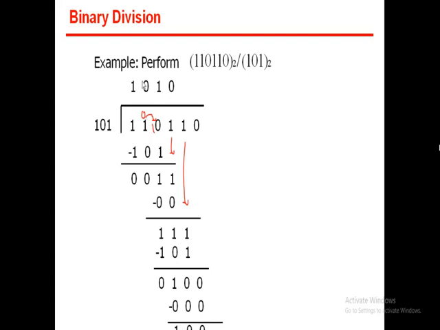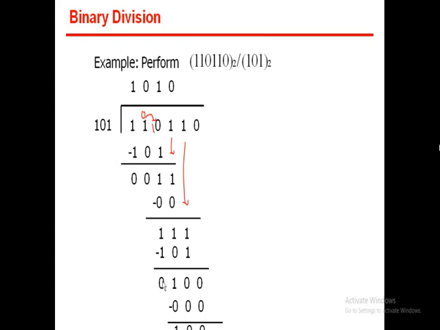Then we move this 1 to here. Then 1, 1, 1 is 7. So 7 is greater than 5. So it's divisible. So 1 is taken. 1 multiplied with 1, 0, 1. Then 1, 1 minus 0, 1. 1, 1 minus 0. Then move this 0 to here.